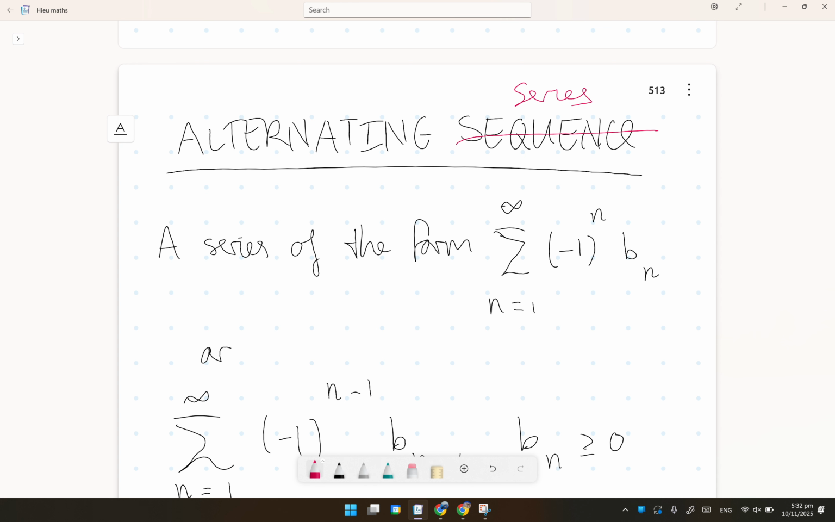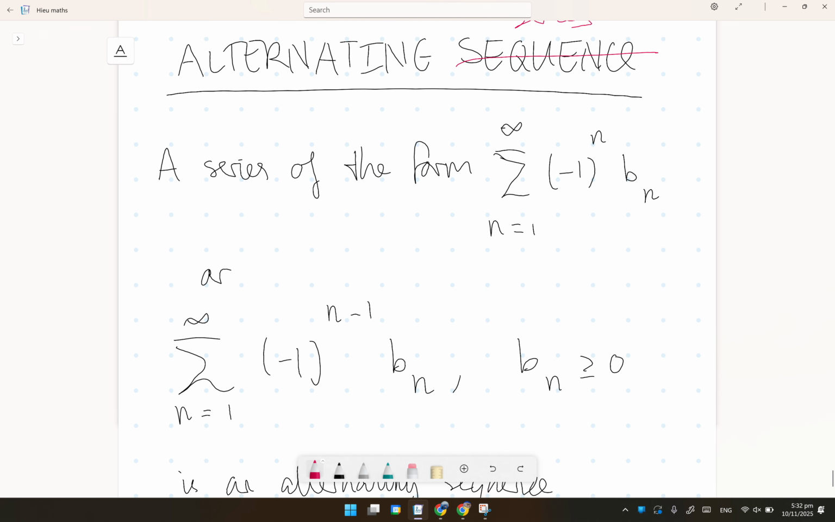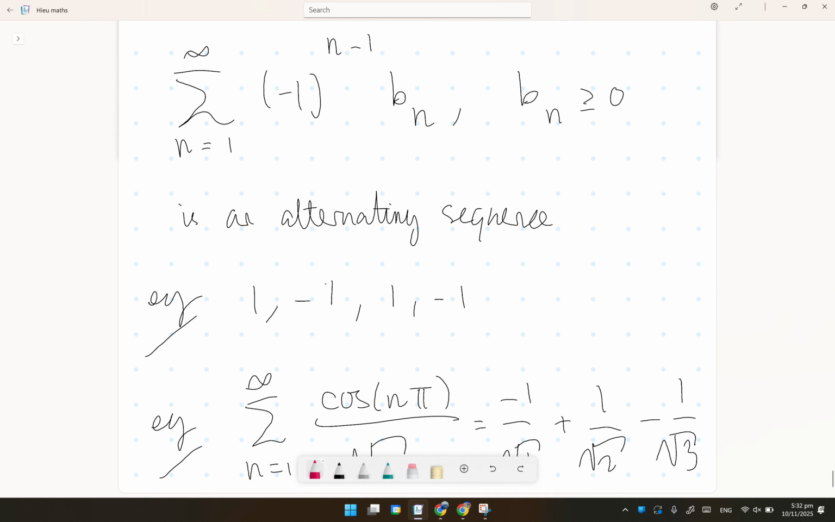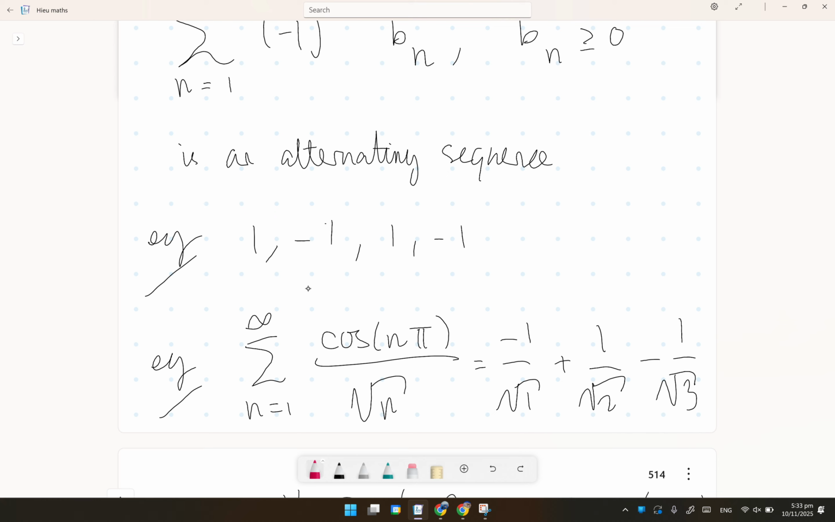Alternating series are in the form of the sum to infinity of minus 1 to the n of some sequence bn, or it could be minus 1 to the power of n minus 1. So it could start with 1, or it could start with minus 1, depends. Sometimes it could be like 1, minus 1, 1, minus 1. It could also be minus 1, 1, minus 1, 1.